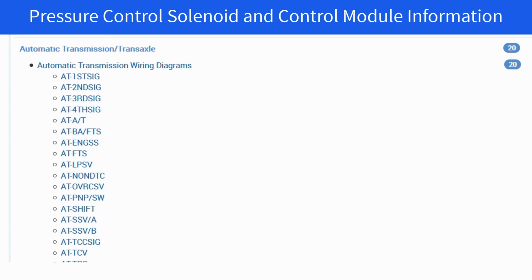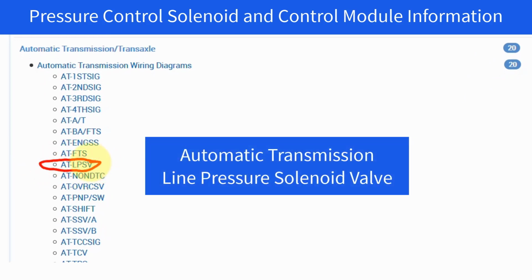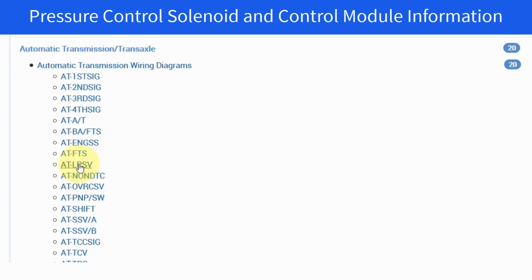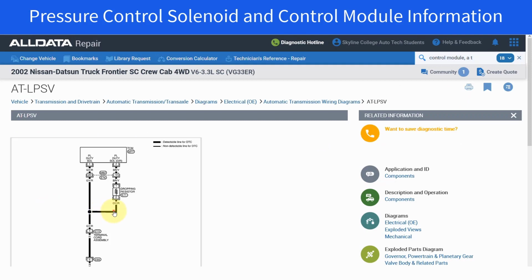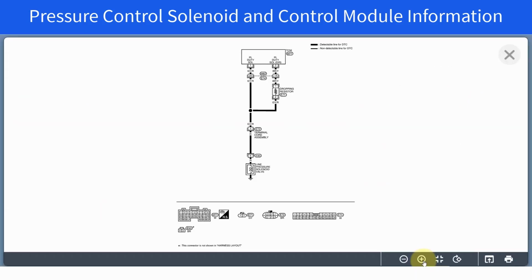The pressure control solenoid is labeled AT-LPSV. That stands for Automatic Transmission Line Pressure Solenoid Valve. Select this option and then click the image to zoom in and zoom out. Zoom in on the transmission control module and note there are two PL duty cycle connectors.